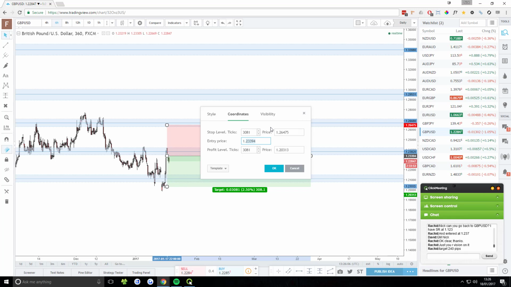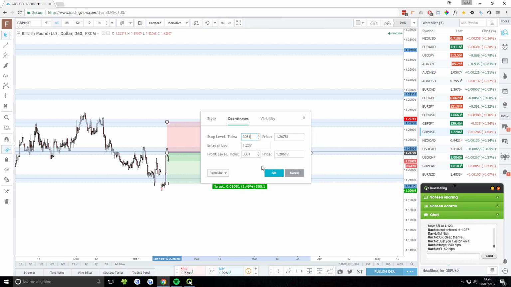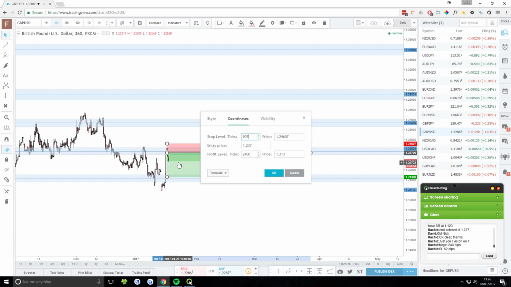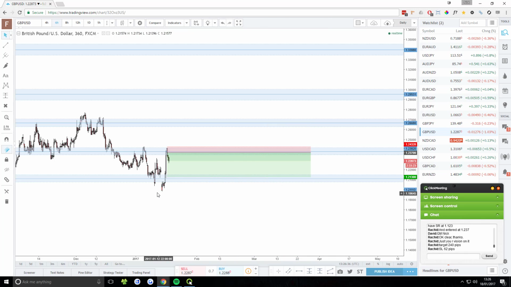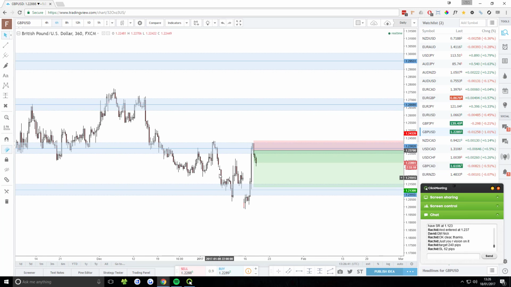Oh, sorry, you did say your entry. My mistake. Sorry. Your target is 240 pips. I don't usually do it like this, but I'm guessing that will work. Yeah. Stop loss is 62 pips. That's a nice risk to reward ratio you got there. 3.87 risk to reward ratio. Nice.